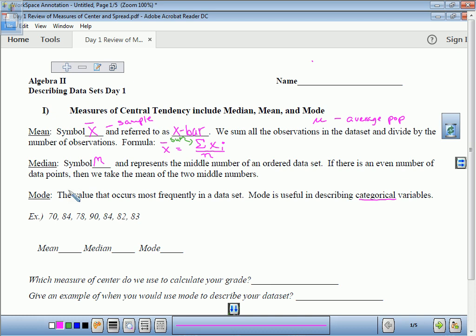All right, so I want you to find the mean, median, and mode of this data set. Use your calculator. We are definitely using technology. We need the calculators out anyway, so pull them out.